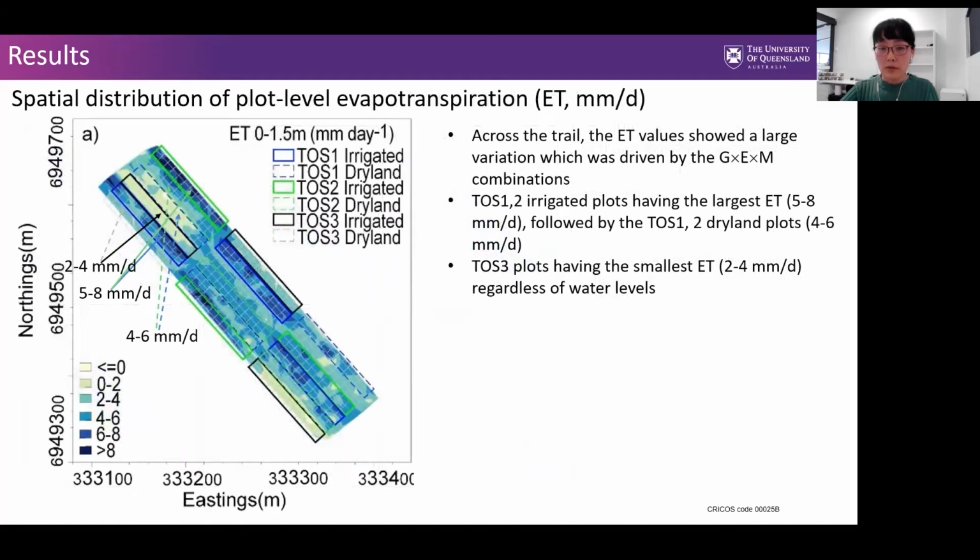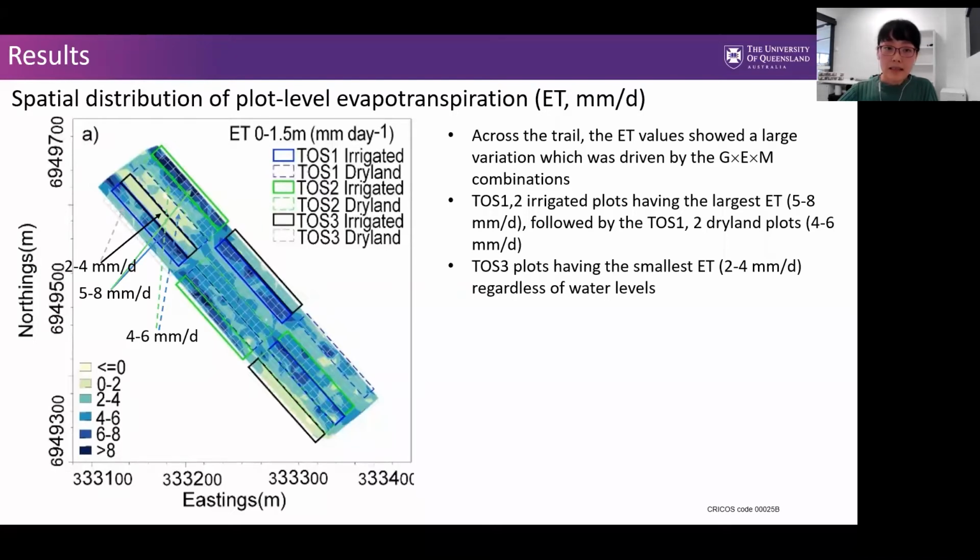And here is the plot level evapotranspiration calculated from the soil moisture maps predicted from the EM approach to represent the plot level crop water use. And based on this map, we can conclude that across the trial, the ET values showed a large variation, which was driven by the G by E by M combinations. For example, the largest crop water use at plot level was observed at the TOS1 and TOS2 irrigated treatments due to the large crop water demand and large water availability.